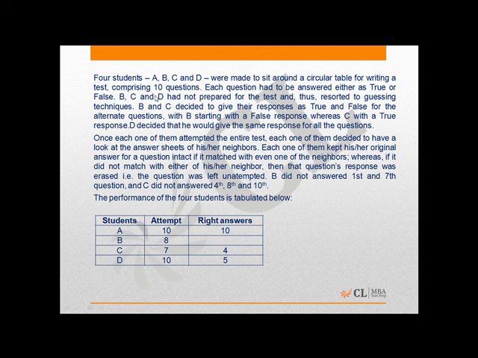So when the test was attempted, everyone looked at each other's neighbor's sheet, and each one of them kept his original answer for a question intact if it matched with any one of the neighbors, whereas if it didn't match, then they decided to erase the response. So the question was unattempted. So B attempted a total of 8 questions, C attempted a total of 7 questions, D has attempted all 10 and got 5 correct, and A has all 10 correct answers.